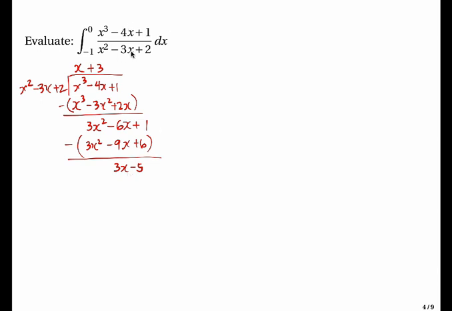So this expression here we can rewrite as the integral from -1 to 0 of (x + 3) plus (3x - 5) over (x² - 3x + 2). Then we close this, and then we have the dx.